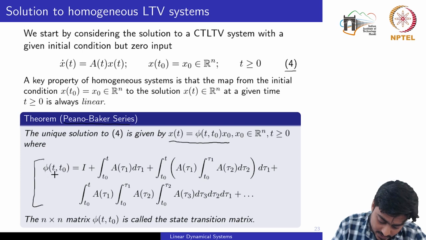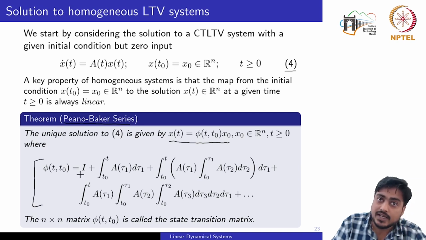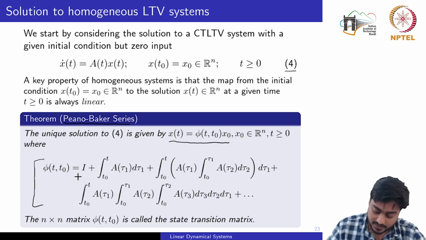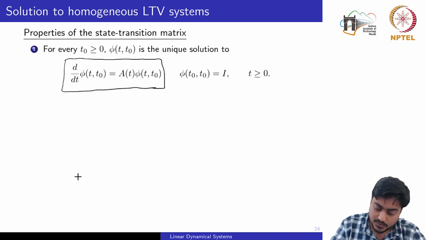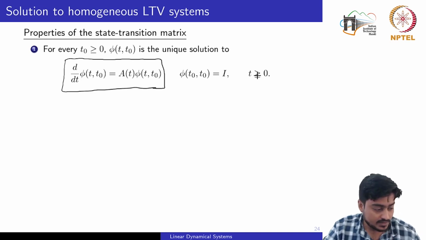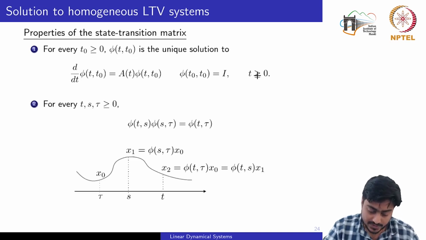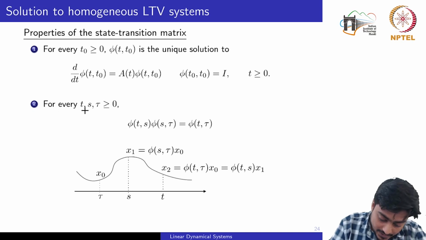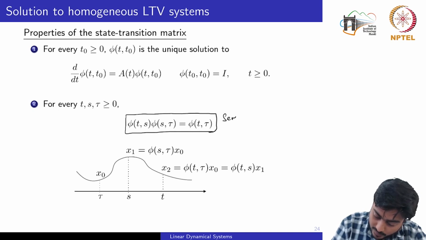Now if the state transition matrix is of dimension n cross n, then this I is an identity matrix containing 1 in its diagonal, of dimension n cross n. Similarly here, I is an n-dimensional identity matrix for t greater than or equal to 0. Second, for every t, s and tau greater than or equal to 0, the state transition matrix satisfies this property, which we also call the semi-group property.